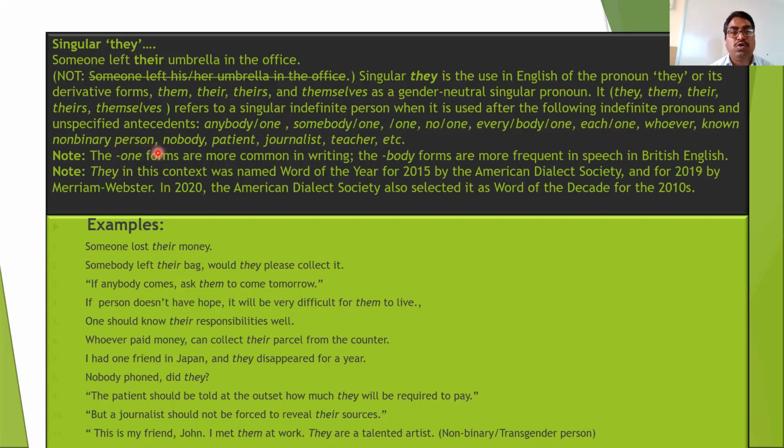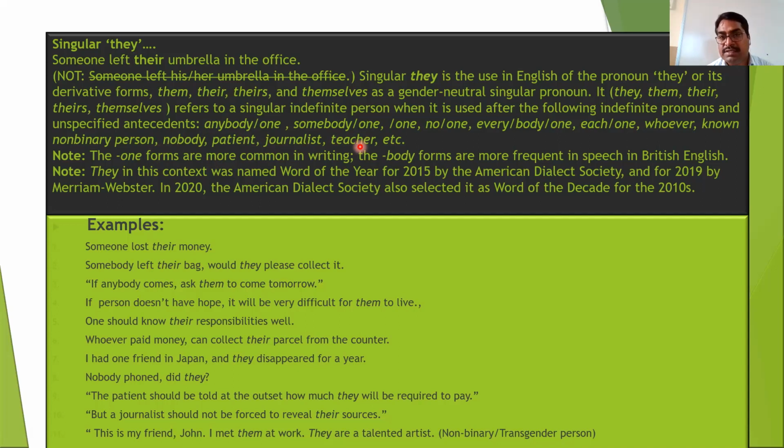Now, who will come in unknown non-binary persons? The professional names like journalist, patient, teacher, doctor, scientist. These will come in this category, right? And they can be either female or male. A teacher can be either a female teacher or a male teacher. A journalist can be both male and female. A patient can be male and female, right?